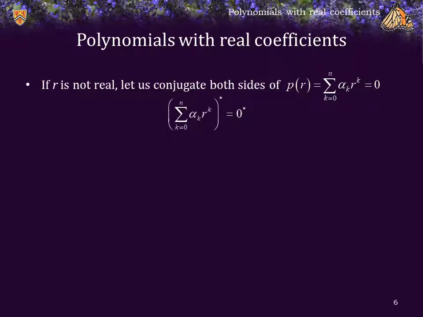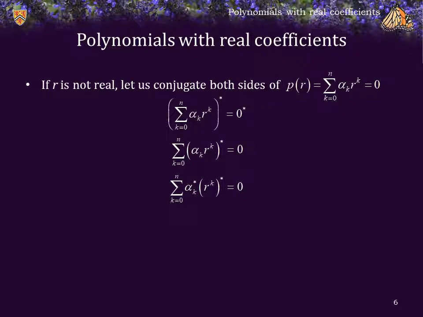So, we have the conjugate of the sum equals the conjugate of 0. Now, from the properties of the conjugate, the conjugate of a sum is the sum of the conjugates, so we can bring the conjugate into the sum. The conjugate of 0 is 0. Now, on the left-hand side, we have every term being a product of a coefficient and r raised to some power. So the conjugate of a product is equal to the product of the conjugates. So therefore we can bring the conjugate into the product.